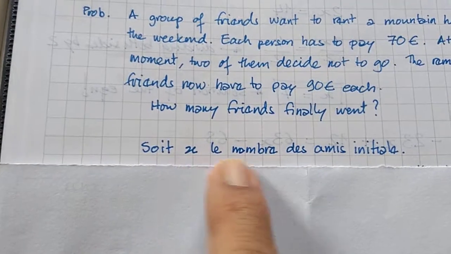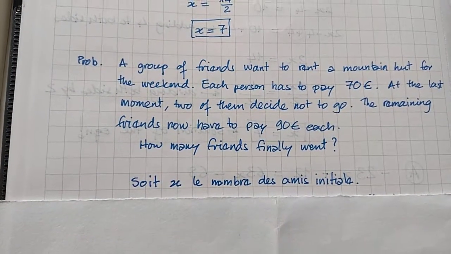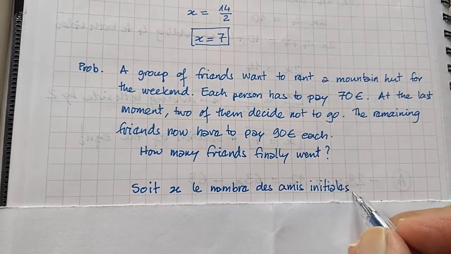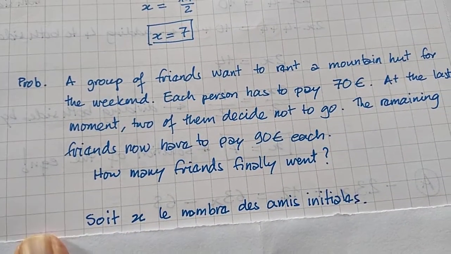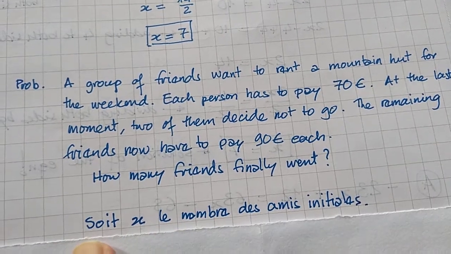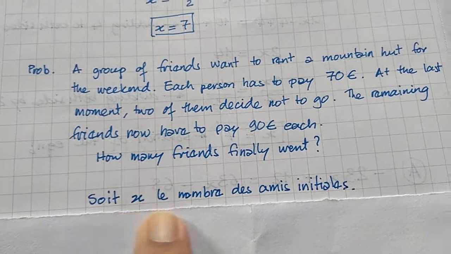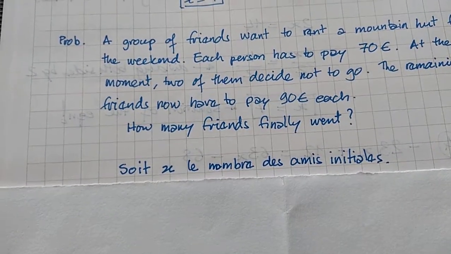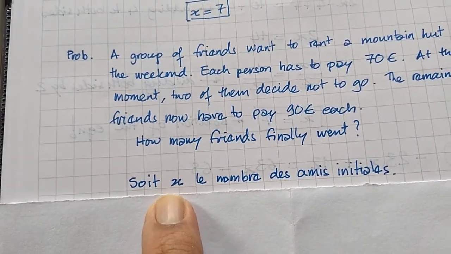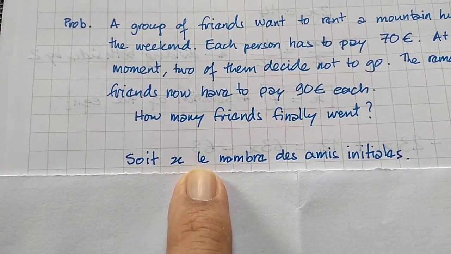Soit x le nombre d'amis initial. This is an absolutely necessary line. Soit x, or prenons x, or let x be. Every problem like this has to start with this. You can use any letter. X is traditionally used for an unknown, but you could use A, B, C, D, whichever letter you like. Here I've used x for the sake of tradition.